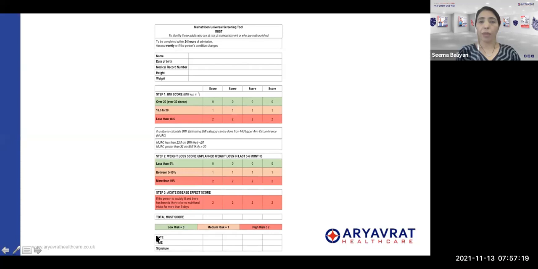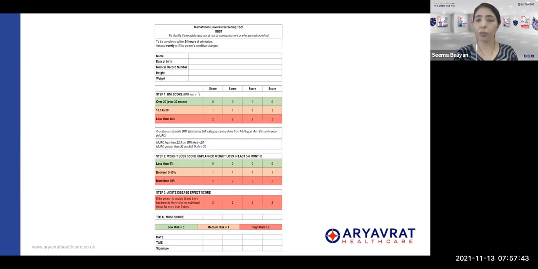Then we come to the Malnutrition Universal Screening Tool, or the MUST tool. This is a tool which we use to check the risk of the patient for malnourishment. Again, dependent upon the score, it can be a low risk, medium risk, or a high risk. And in order for you to get the score, there are 3 things that we need to check.